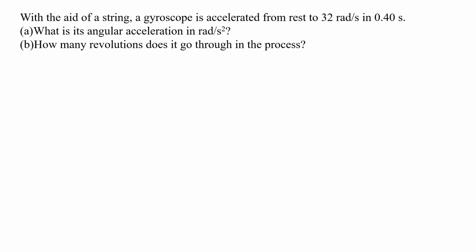Alright, so what are we given here? We are given initial angular velocity, which is 0, so it has to start from 0. And it reached an angular velocity of 32 radian per second. And that happens in time t, which is equal to 0.40 seconds. And what A is asking for is the angular acceleration alpha.